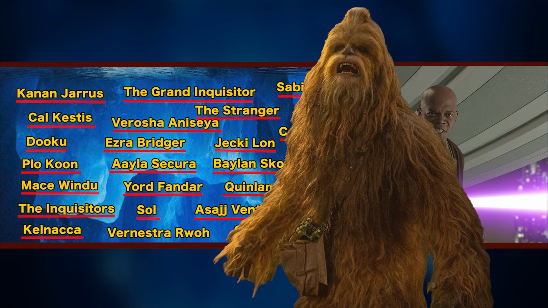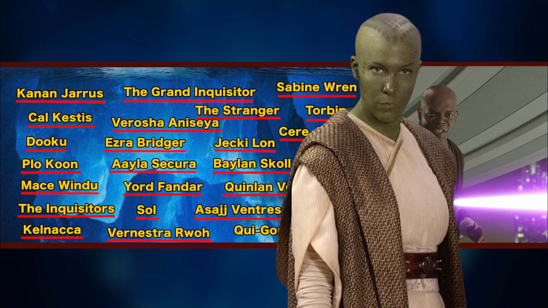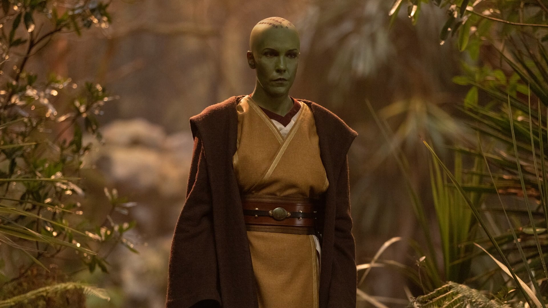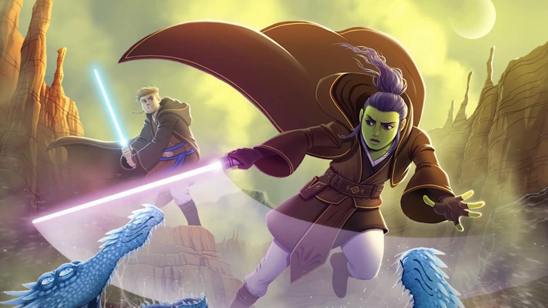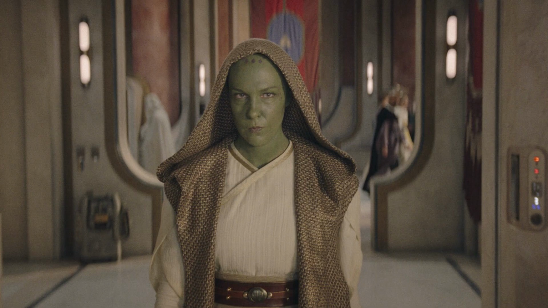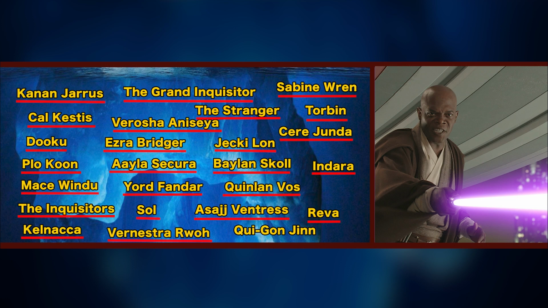After this is Kel Nacker, another Jedi who went to Brendok in the Acolyte. Next there's Vernestra Rwoh. She was a Mirialan who is quite notable for wielding a light whip. She was actually promoted to Jedi Knight at 15, making her the youngest to do so in a long time. She lived in the High Republic era. She first appeared in the book Light of the Jedi.